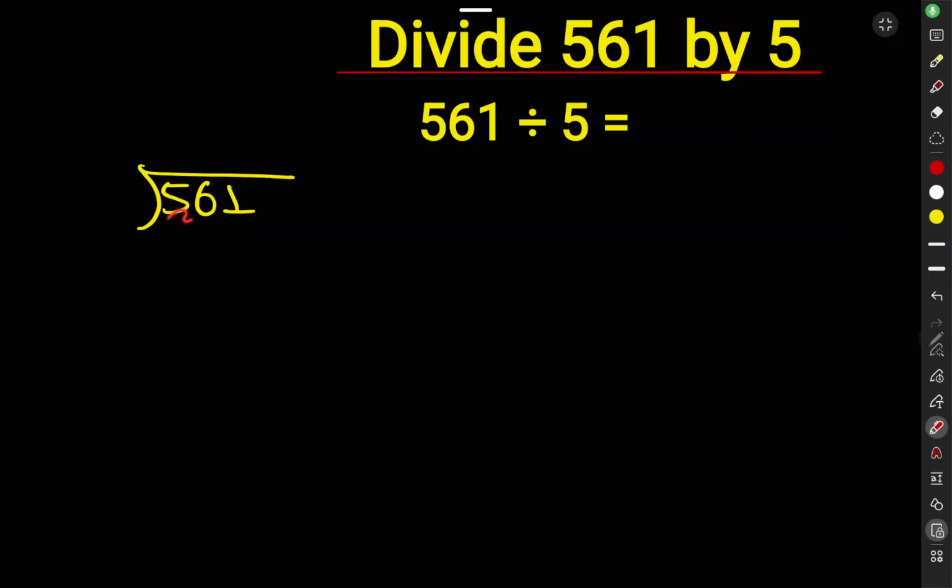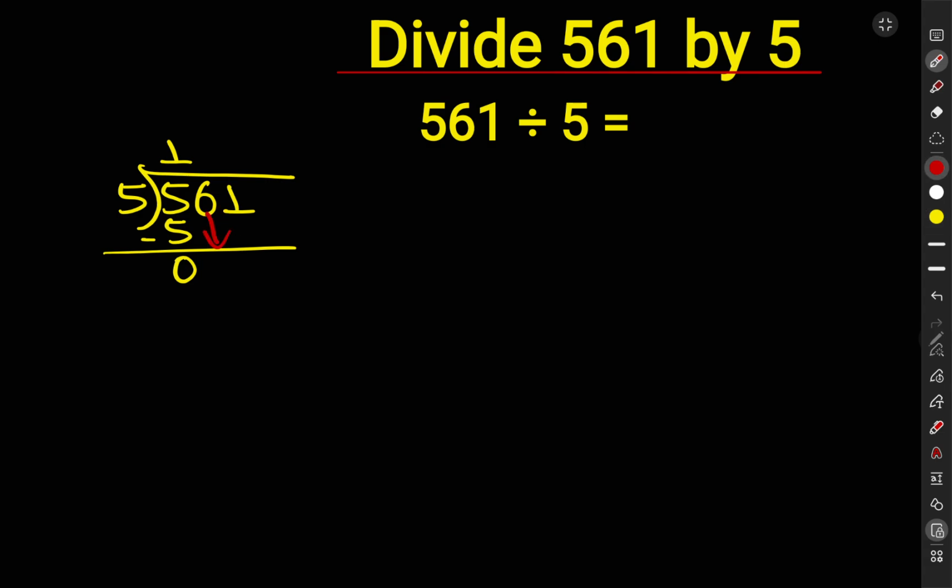Here we divide 561 by 5 in a long division method. 5 times 1 is 5. On subtracting we get 0.